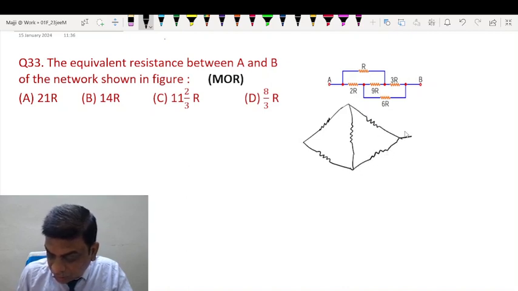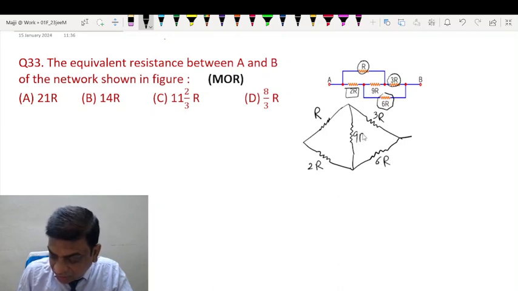See this. This R I am marking here. This 2R I am marking here. This 3R I am marking here. And this 6R I am marking here. The middle one is 9R. This is terminal A, whereas this is terminal B.